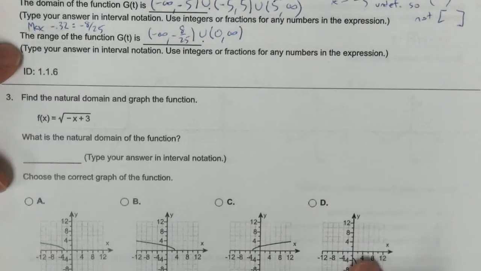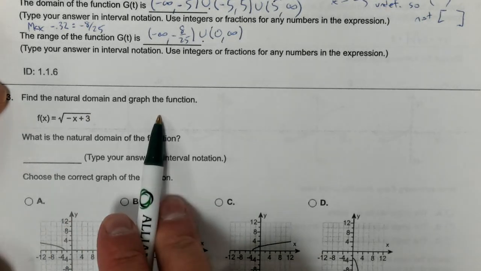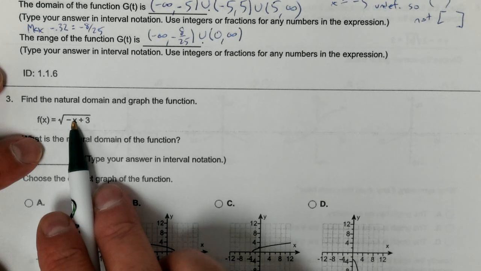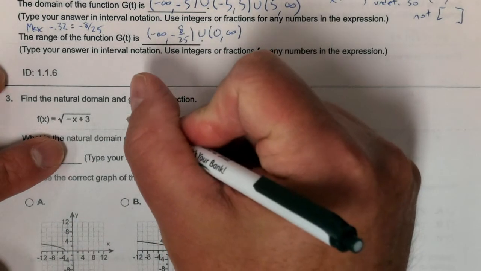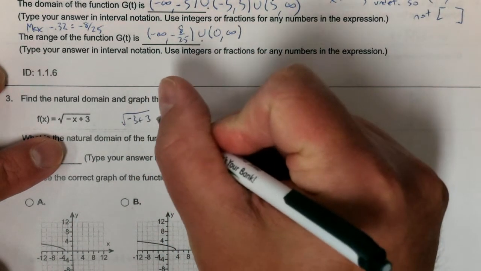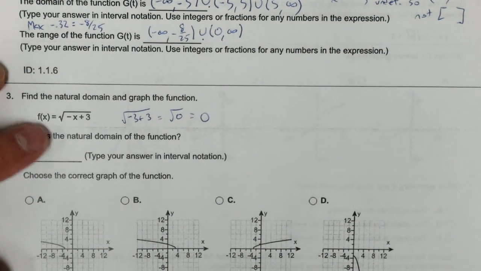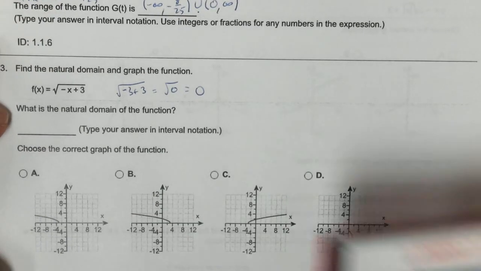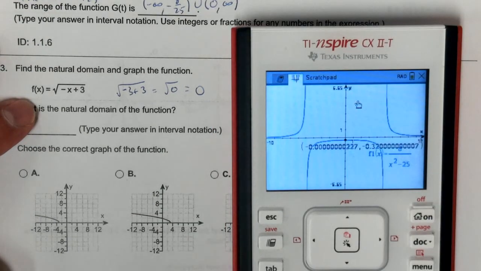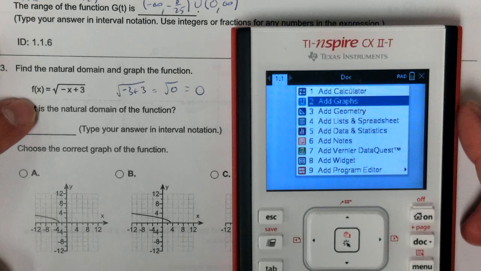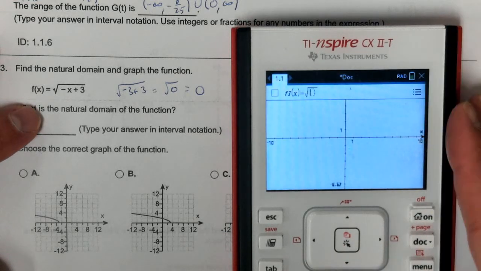Okay, our next one says find the natural domain and graph the function. So if I try to take a shortcut on this, I just plug a 3 in, and so if you do negative 3 plus 3, that'd be 0. The square root of 0 is 0. Okay, so let's graph it. Square root negative x plus 3.